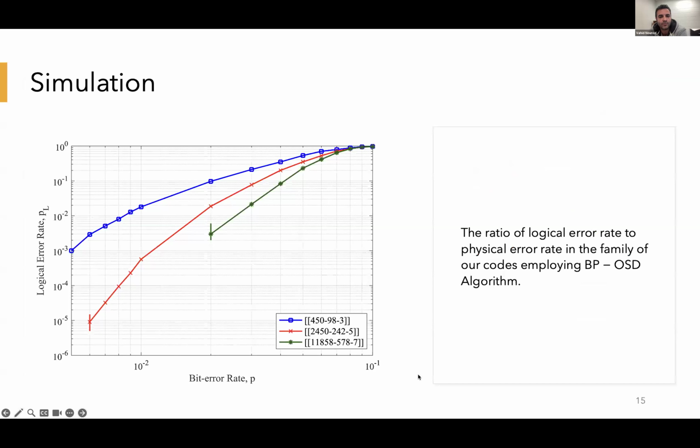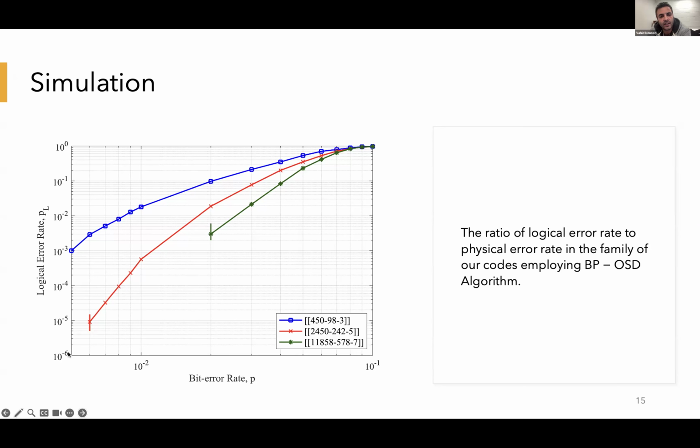Also, here is my simulation. I use the BP-OSD algorithm for this simulation. In this simulation, we can see that after some physical error rate, for example, at the green line, we don't have any logical error rate. After this physical error rate, we don't have any logical error rate.